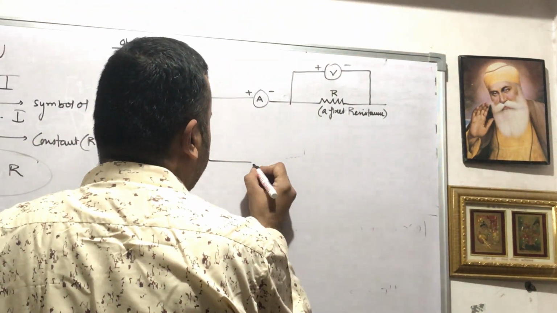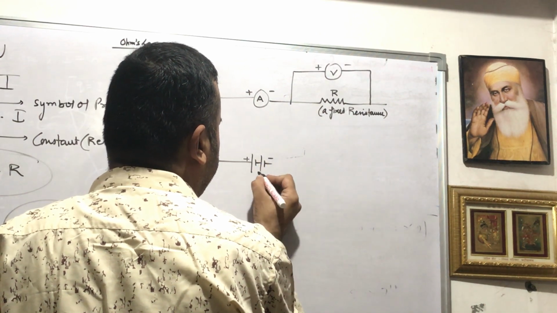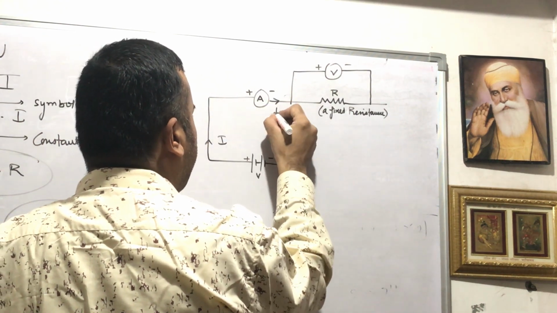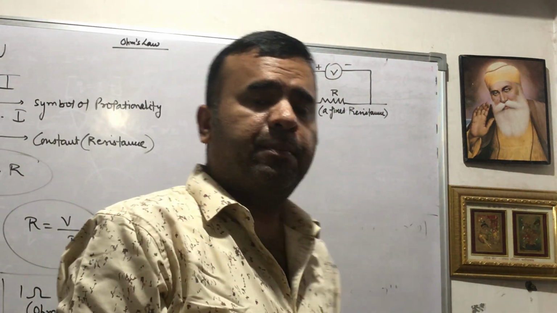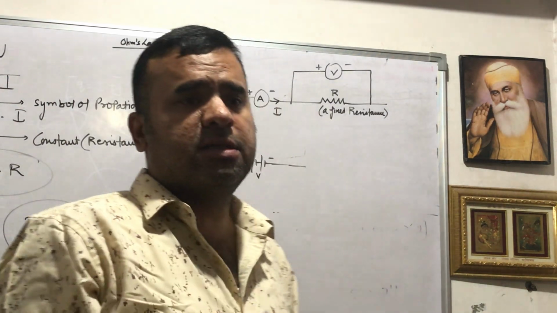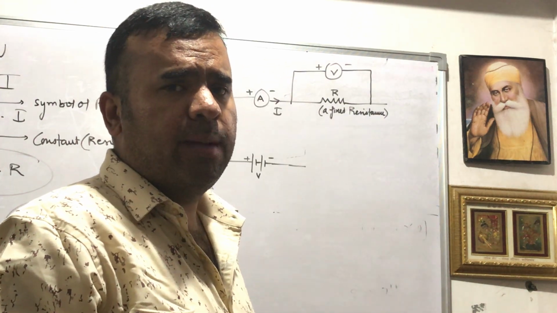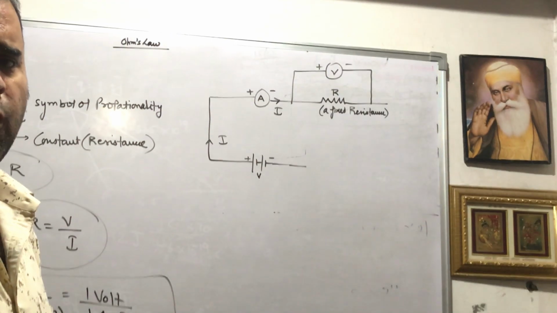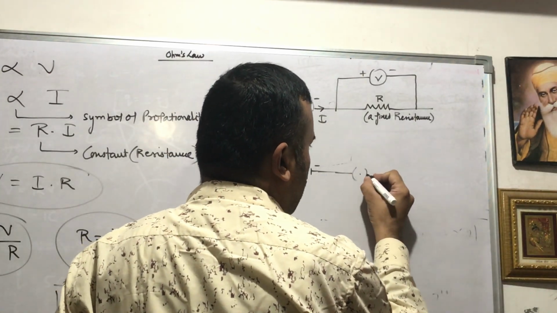Now you connect this with the help of a battery. We have a battery here, and you know current is supplied from the positive to the negative terminal of the battery. I am telling you again and again that the ammeter should be connected in series. If you interchange the voltmeter and ammeter here, then you won't get good values. Resistance won't come constant.